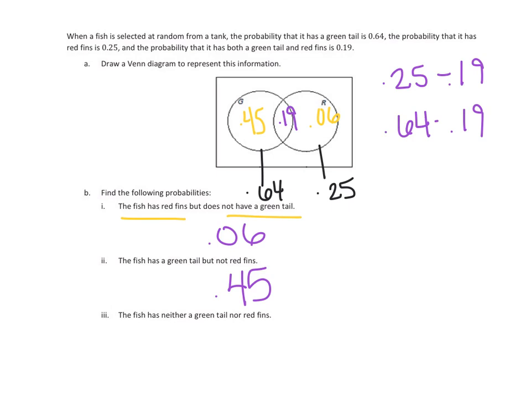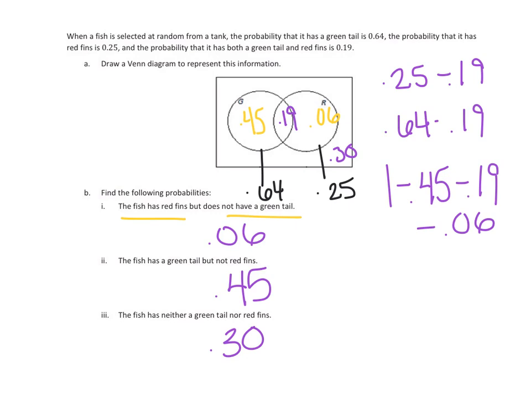Now you'll notice I got ahead of myself and I didn't even put in the section that goes in the box. What should this total probability be out of? Well, of course, 1. And I can subtract my 0.45, I can subtract my 0.19, and I can subtract my 0.06, and that leaves me with a 0.30. So, like I said, don't get ahead of yourself like I just did. Make sure you get this piece of it as well. The probability that the fish has neither a green tail nor red fins, so you can't be in the green and you can't be in the red, which means you're outside. So that's a 0.30. So don't forget to get that piece.